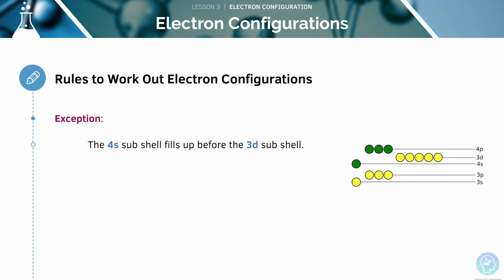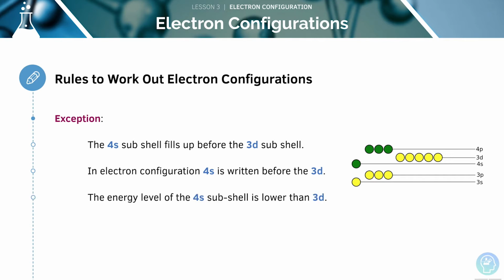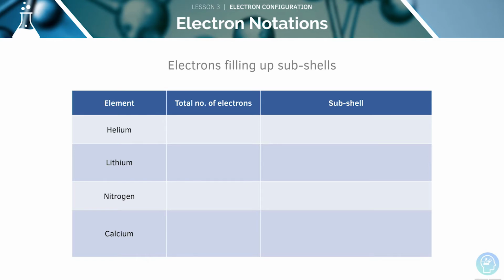There's one exception to this rule. The 4s subshell will fill up before the 3d subshell. Therefore, in electron configuration, 4s would be written before the 3d subshell. Despite the principal quantum number of 4s being larger, this is overridden by the lower energy level of the 4s subshell, meaning that it is filled first.